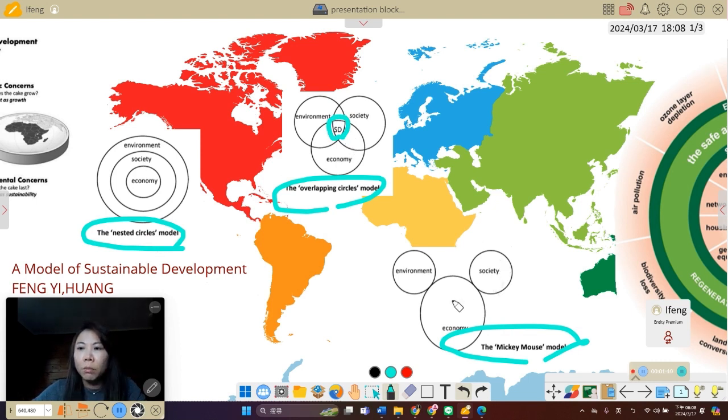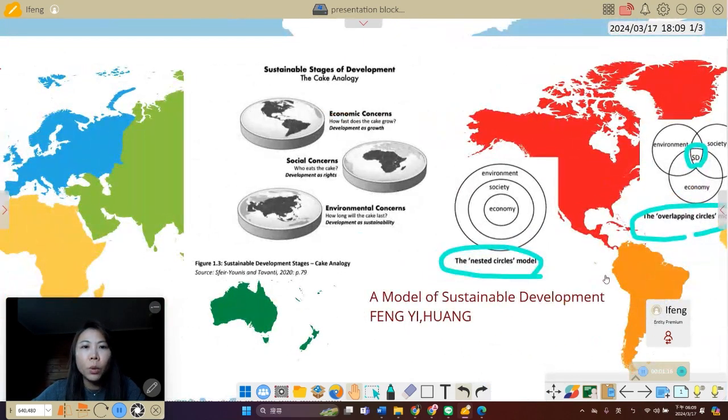Then we have the donut model. But before we talk about the donut model, we can take a look at the sustainable stage of development. There are three concerns. The economic concern: how fast the cake grows. The social part: who gets the cake, which is about justice and rights. And the environmental concern is about how long the cake lasts. So we have to care about these three parts, then we can continue our discussion.